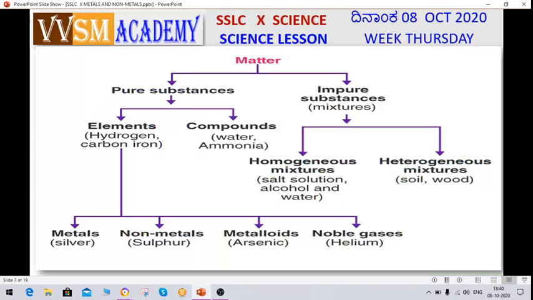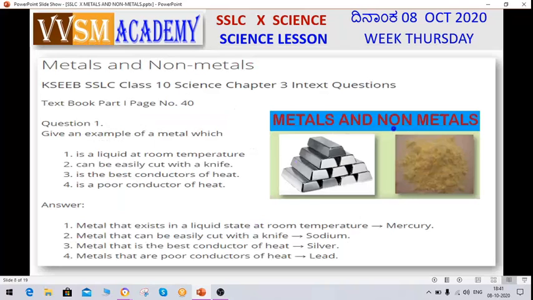Well friends, matter is made up of pure substances and impure substances. Pure substances are further divided into elements and compounds. What are elements? Elements are matter in its purest state. Examples: hydrogen, carbon, iron, etc. Compounds: water is a compound. Now, elements are further divided into metals, non-metals, metalloids, and noble gases. So, we will study them well in detail.